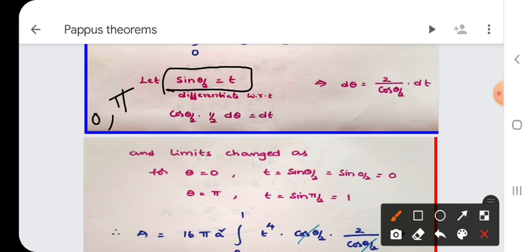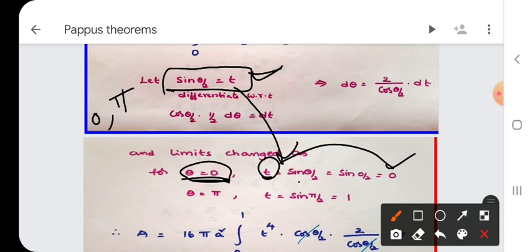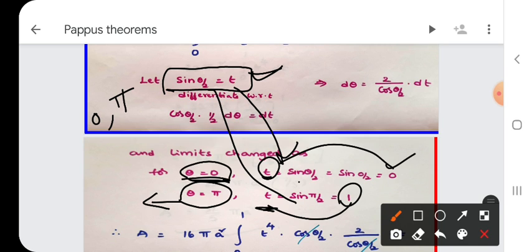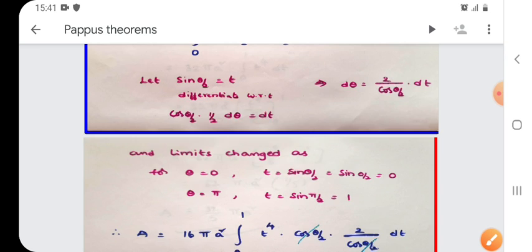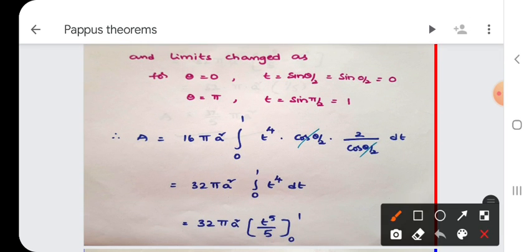So first I put theta equals 0 in this one. So we get t equals sin 0 by 2. Sin 0 by 2 means sin 0. Sin 0 is 0. So therefore for theta equals 0, t is 0. Now put theta equals pi. Then we get t equals sin pi by 2. What is sin pi by 2? 1. So for theta equals pi, we get t equals 1. Now the limits changed as 0 to 1.